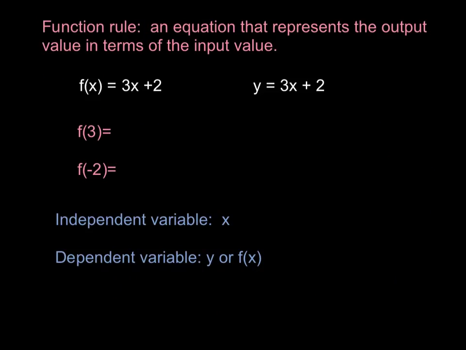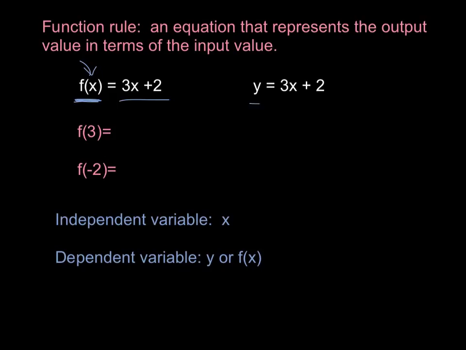Alright, so now that we know what a function is, we need to talk about notation. A function rule is an equation that represents the output values in terms of the input values. I know most of you have seen this f of x notation. F of x just means that we have a function, and the function rule is 3 times x plus 2, or 3 times the input value plus 2. And the input value is what we're going to plug in for x.